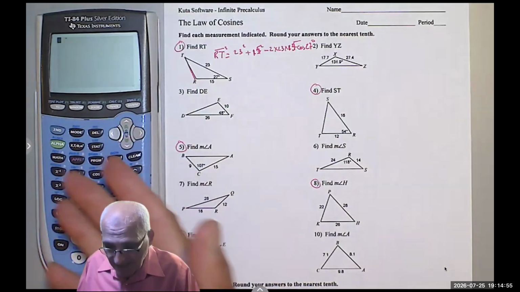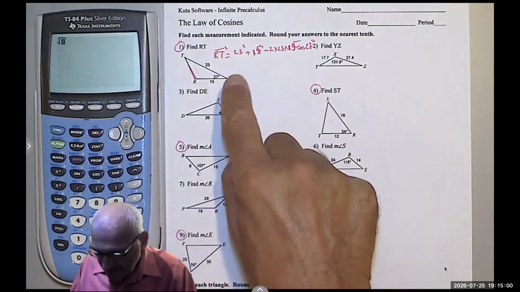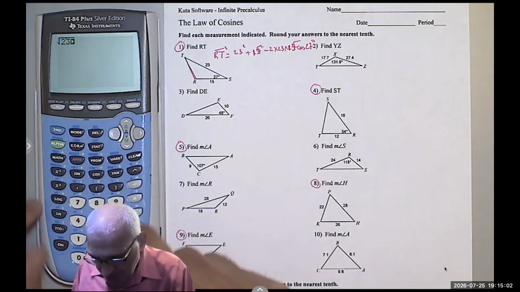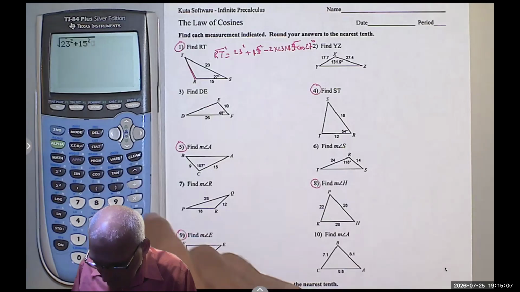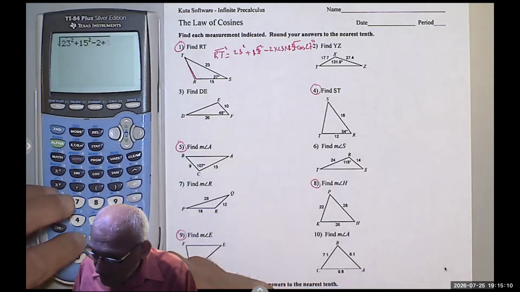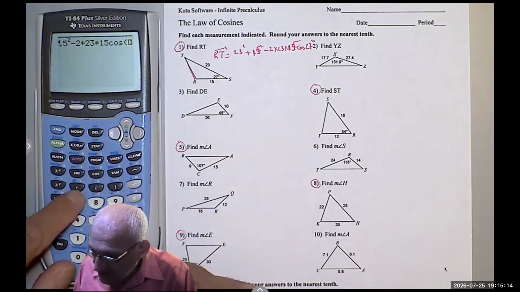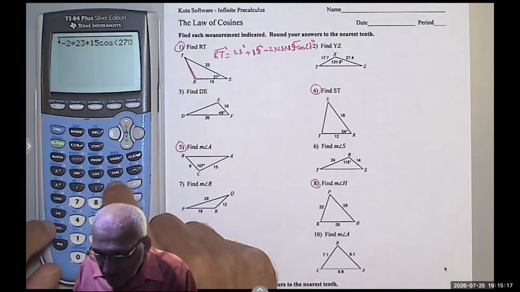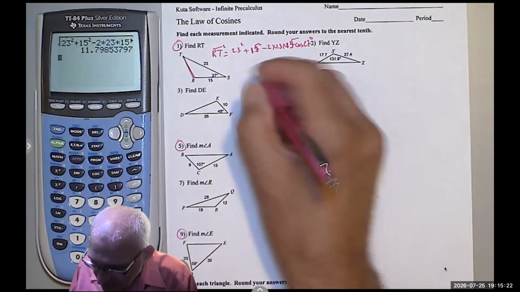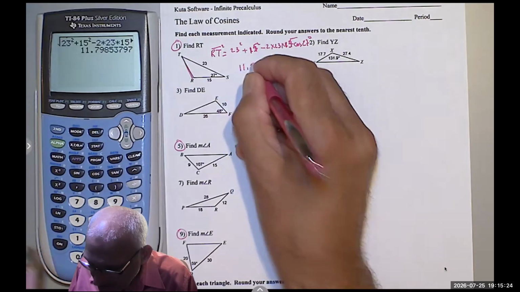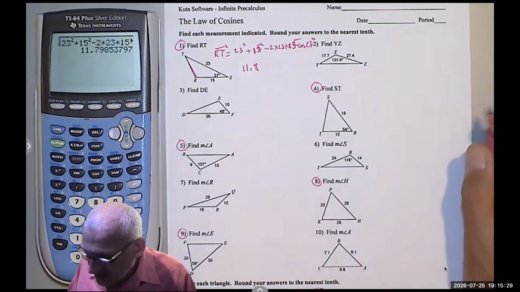So on a calculator, you can say second square root of, and then you say 23 square, which is 529, plus 15 square, which is 225, minus 2 times 23 times 15 times cos 27. 11.8. They want it to the nearest tenth, so 11.8. And they don't give me measurements, so no units. It's not centimeter, it's not inch.